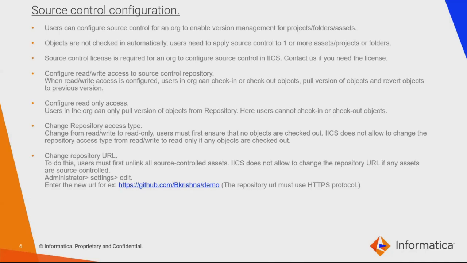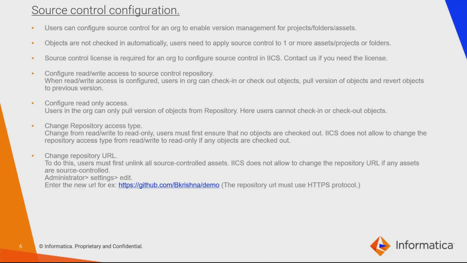So the other thing is configuring read-only access. So in this, when I configure read-only access, in that case, I can only go ahead and pull an object or an asset from GitHub. Here, I would not be able to do any other actions, unlike the previous one where I have read-write access to source control repository. When I have only read-only access, I would not be able to go ahead and check in or check out an object.